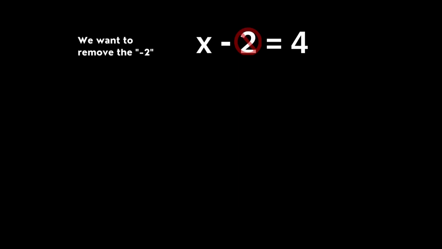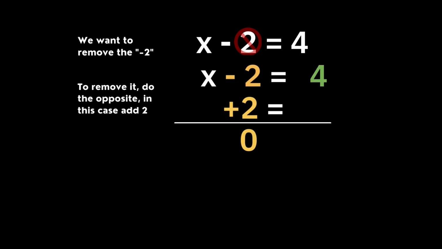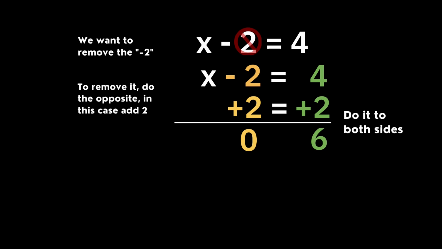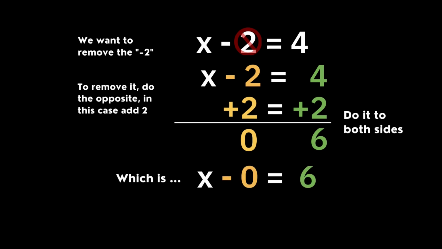Let's get through it. The first thing that we want to do is to remove the negative 2. To remove it, do the opposite. In this case, we add 2. Now, to maintain the balance, we do it to both sides, which gives us X minus 0 equals 6. Then we finally solve for X, and that X is 6.